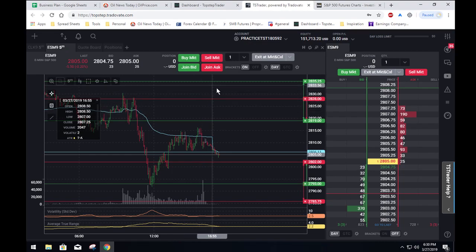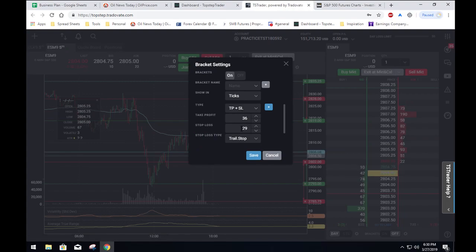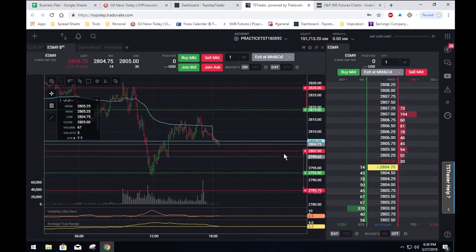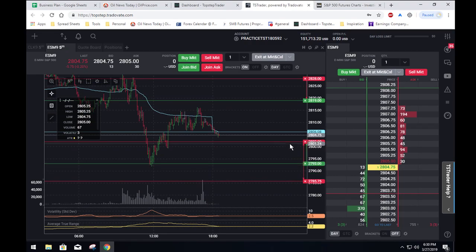Alright, so you would see once again a 28, 35.8 bracket order setup, 28 points for 7.25. Save that, and the buy trade is as follows, with the 93 first buy trade in there.